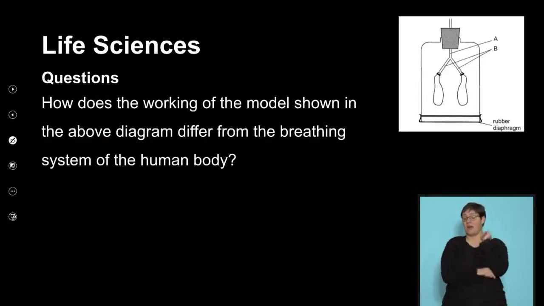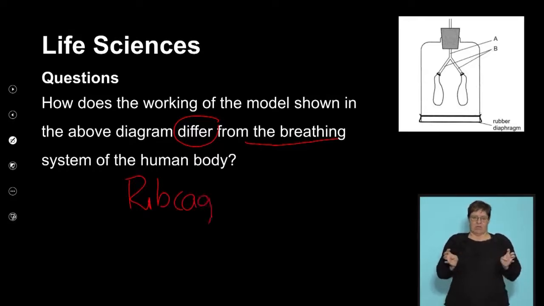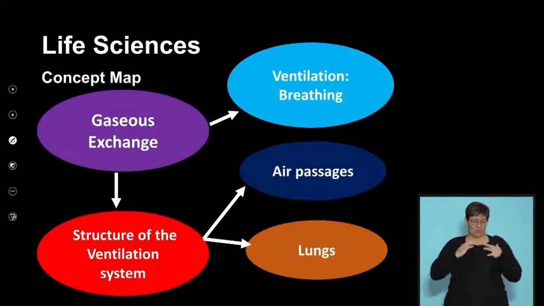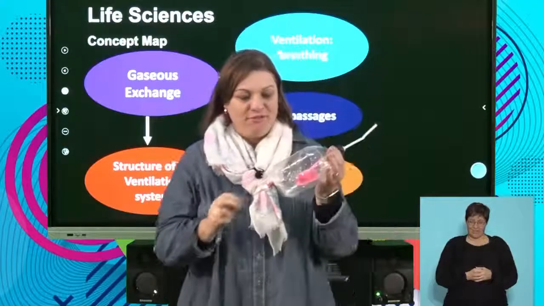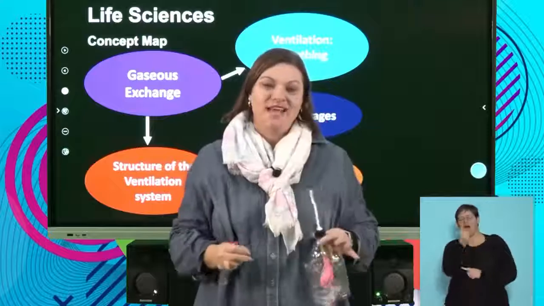The last question here is, how does the working model shown in the above, which is the one to the side, differ from the breathing system? Now, guys, there's one thing here that the model cannot do, and that is that the rib cage cannot move. So when we get to my model, yes, it's a model, it does show it, but it really doesn't show what happens to my rib cage. Okay, guys, I hope that if you have all these resources, maybe you can make one at home. It will help you to understand the process.